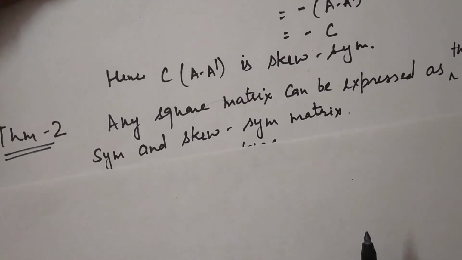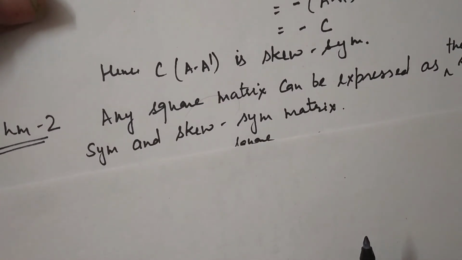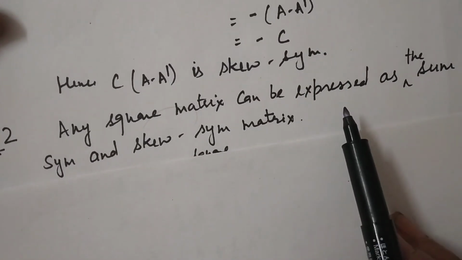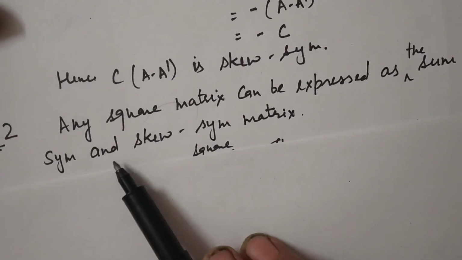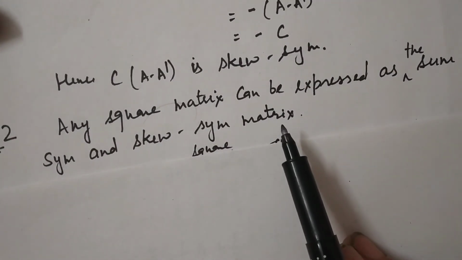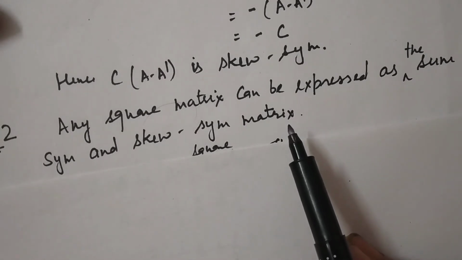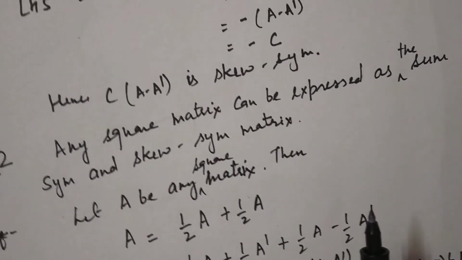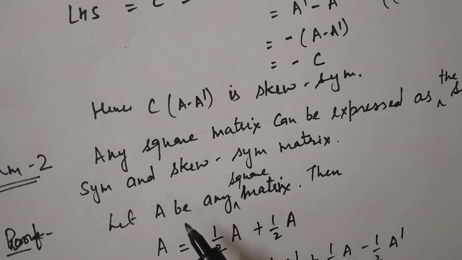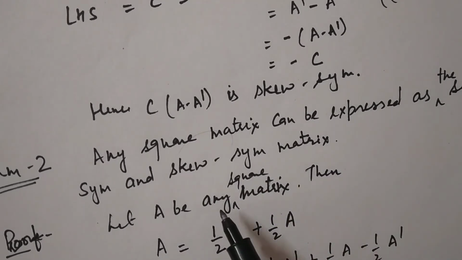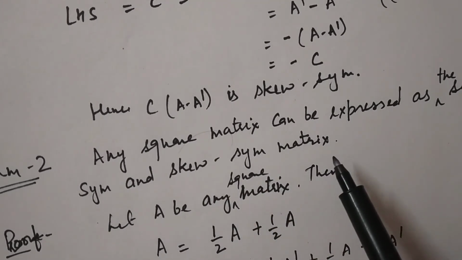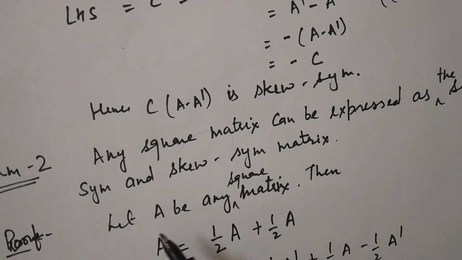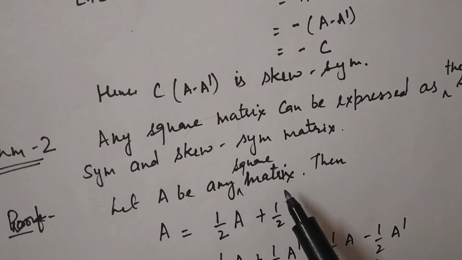Now again theorem 2, a very important theorem. What is that theorem? Any square matrix can be expressed as the sum of a symmetric and a skew symmetric matrix, and it may come in the exam as a proof. So what I need to do is prove that any square matrix can be expressed as the sum of a symmetric and a skew symmetric matrix. So we suppose that A is any square matrix.